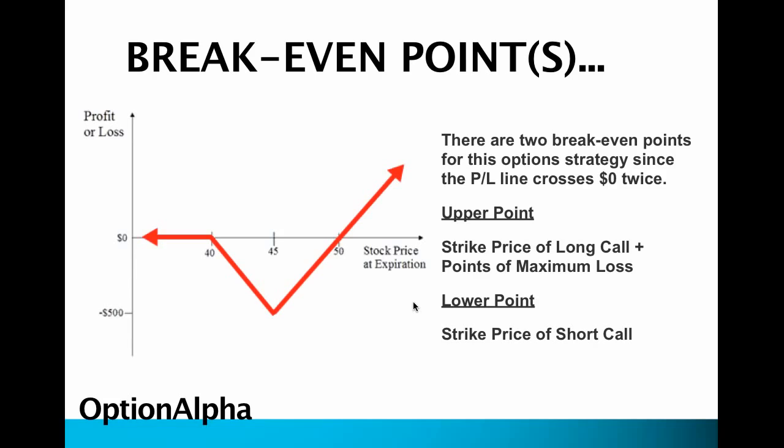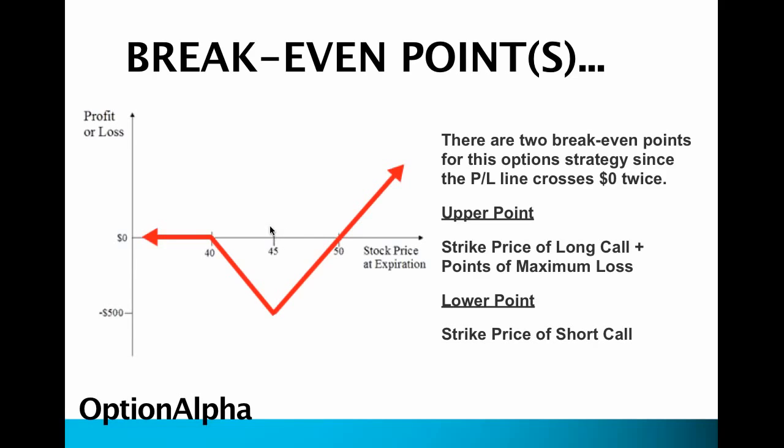Now, the upper point is going to be the strike price of the long calls plus the maximum loss that you can incur. So in this case, the strike price is 45. The maximum loss we can incur is $500. So we're going to add that to 45, $5 per option, and that gives us that $50 strike right here. That's the point at which we need the stock to move for us to start to make money at expiration.